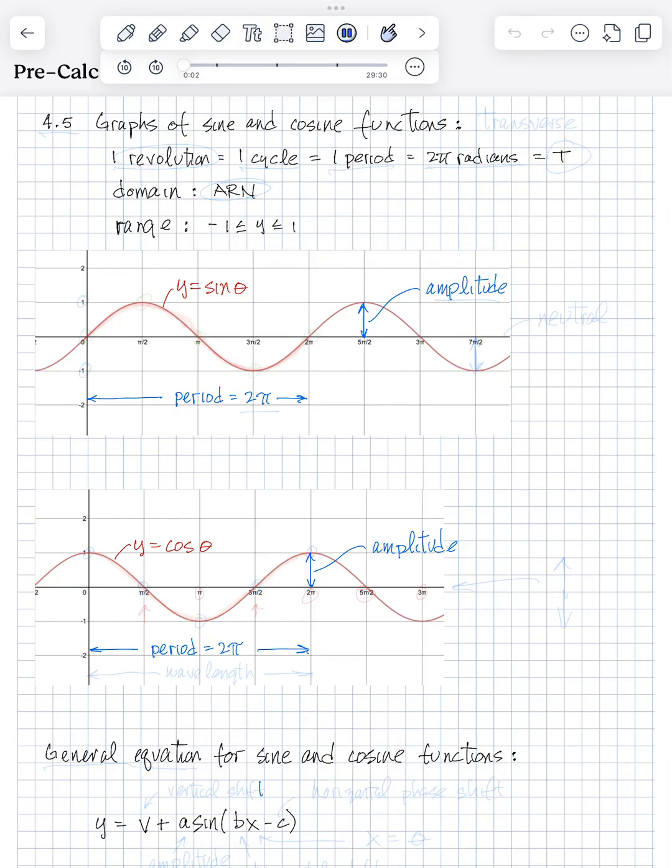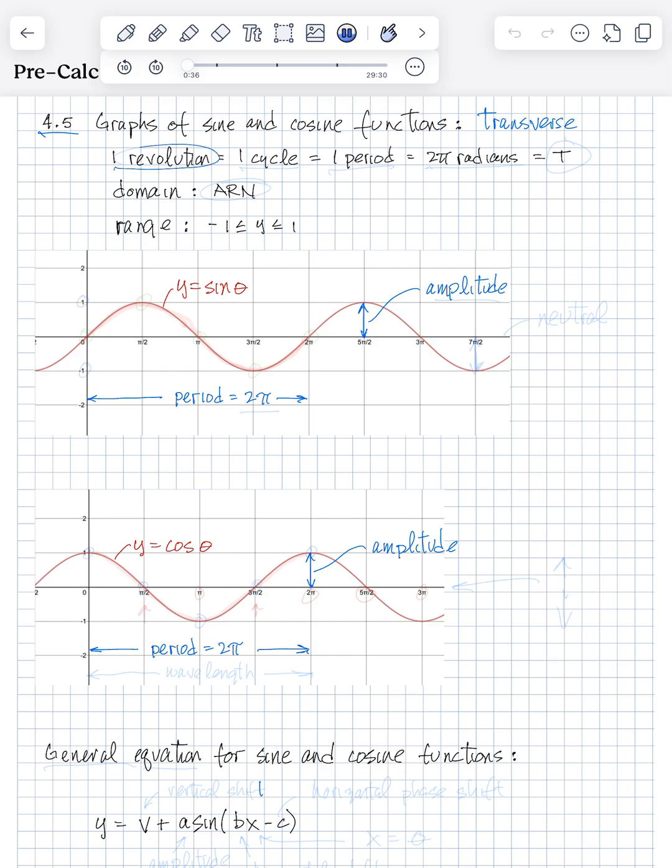Lesson 4.5, we're going to learn about graphs of sine and cosine functions. Now these are transverse waves. Transverse waves are like electromagnetic radiation, light waves, all those types, as opposed to longitudinal waves, which are sound waves. So these are all transverse.